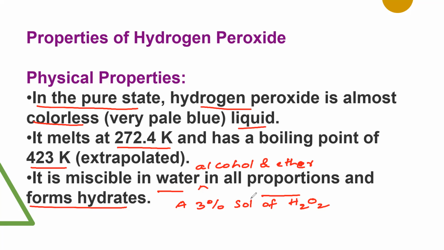A 3% solution of hydrogen peroxide is marketed as 100 volumes hydrogen peroxide, indicating that at STP, 10 volumes of oxygen are liberated per ml of solution.